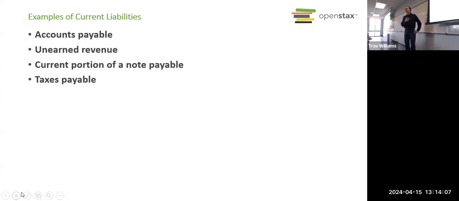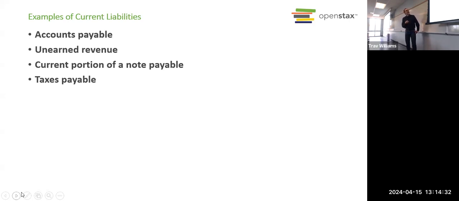Okay. So what are some examples of current liabilities? Well, we know accounts payable would be one. If we have an account payable, who do we owe money to? A supplier, right? Okay. Unearned revenue. If we have unearned revenue, who is our liability to? What's that? The customer, that's right.